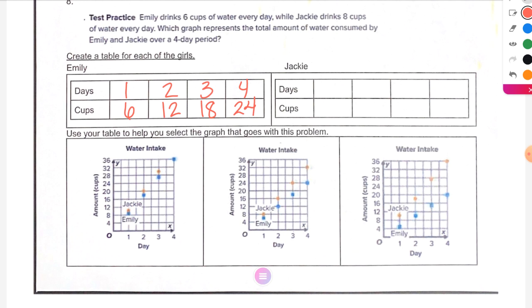Okay, good job. Jackie's table. Go ahead. Give me Jackie's table. 8, 1, 2, 3, 4. Okay.